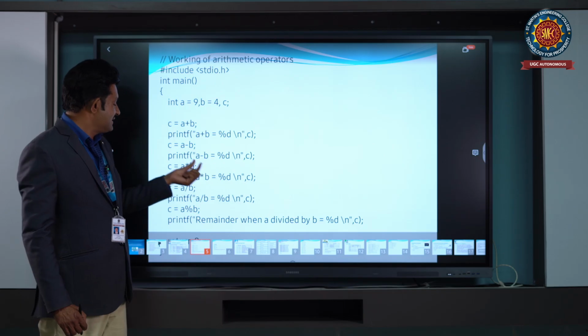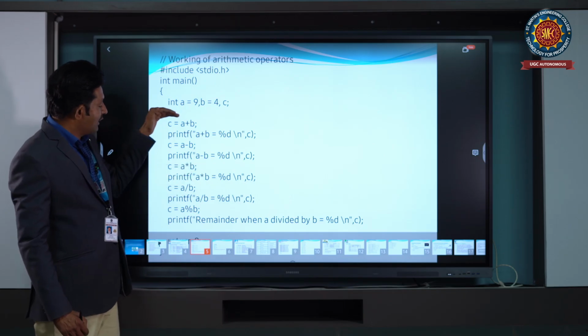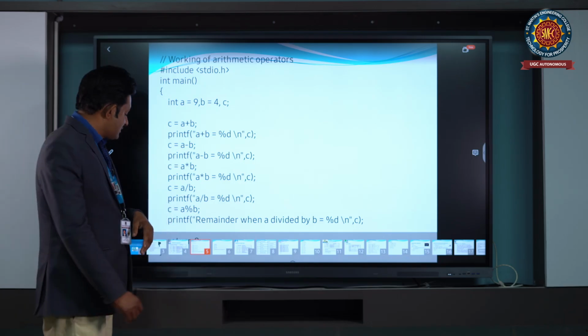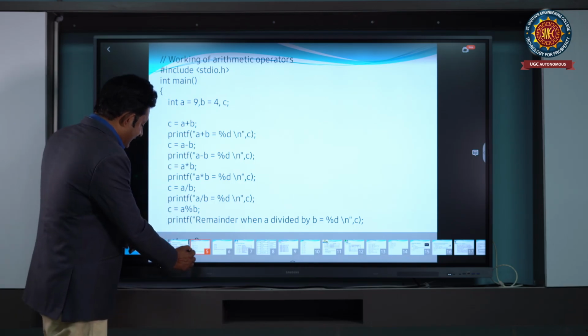Print of A minus B. C is equal to A star B, like that. So line to line, the value is changed and it is printing that. So now what is the expected output here?